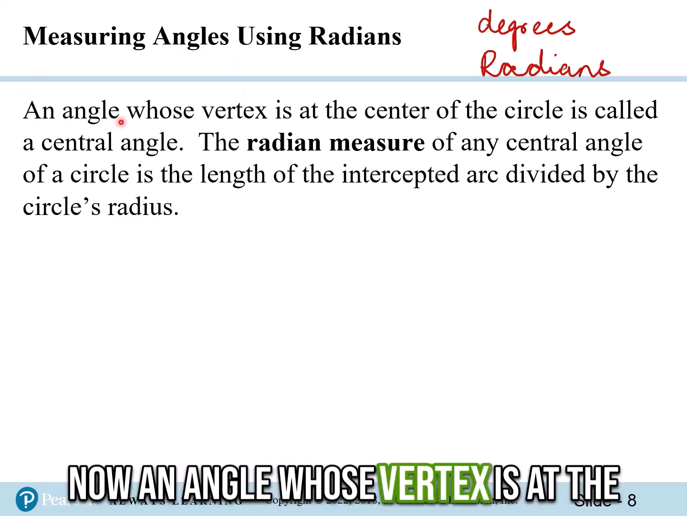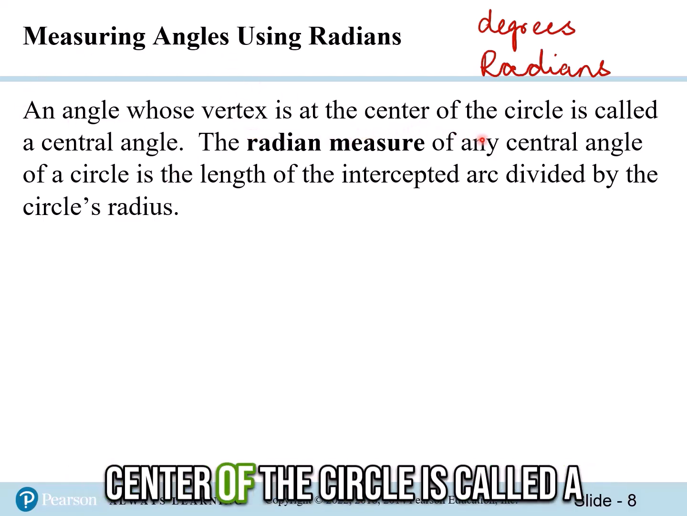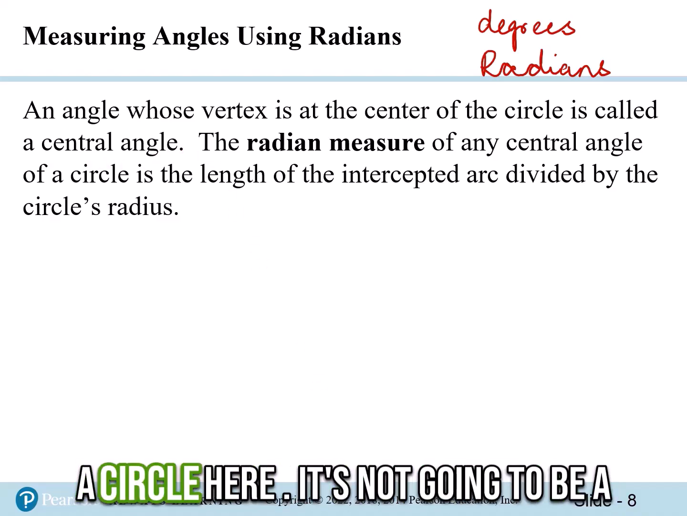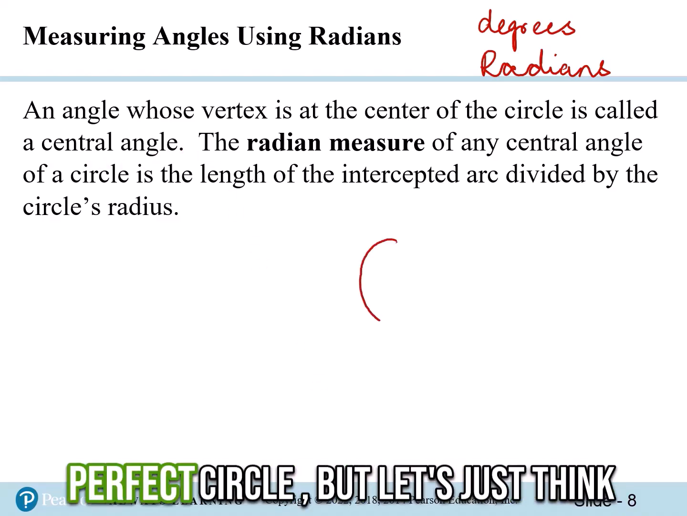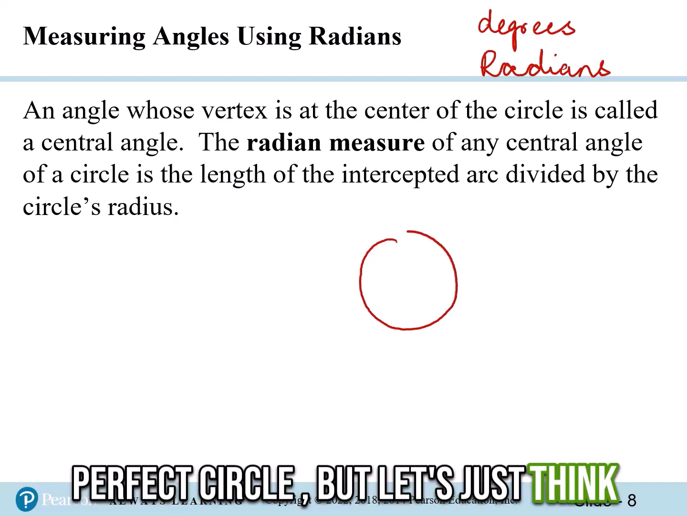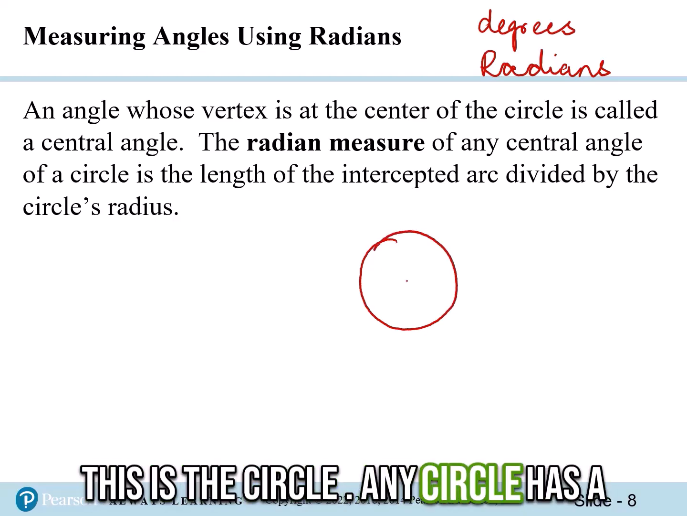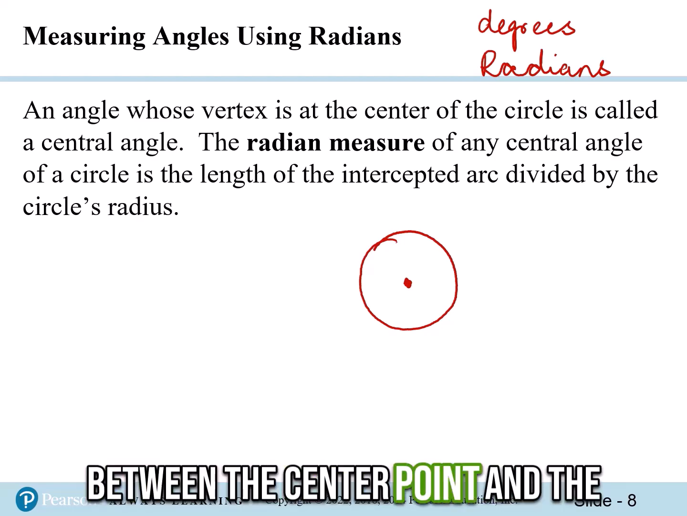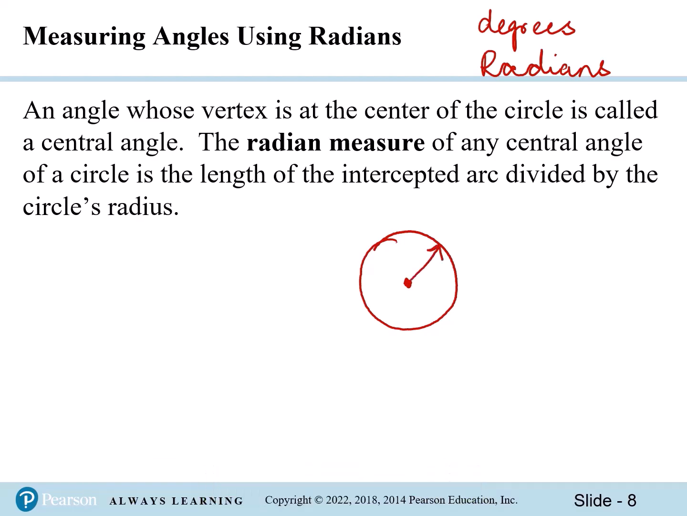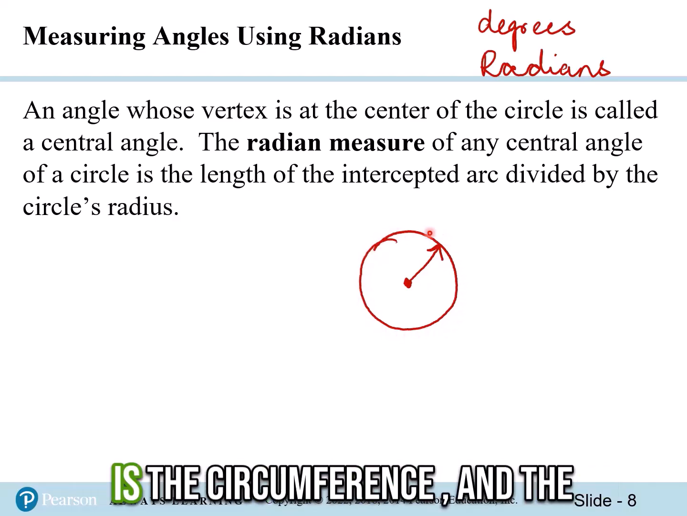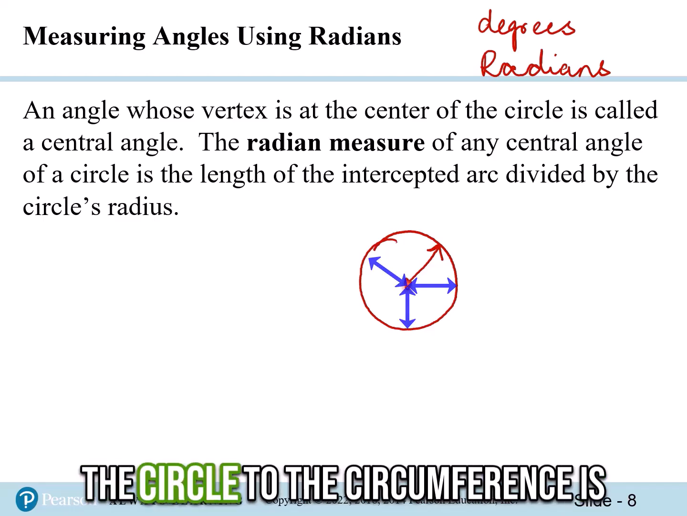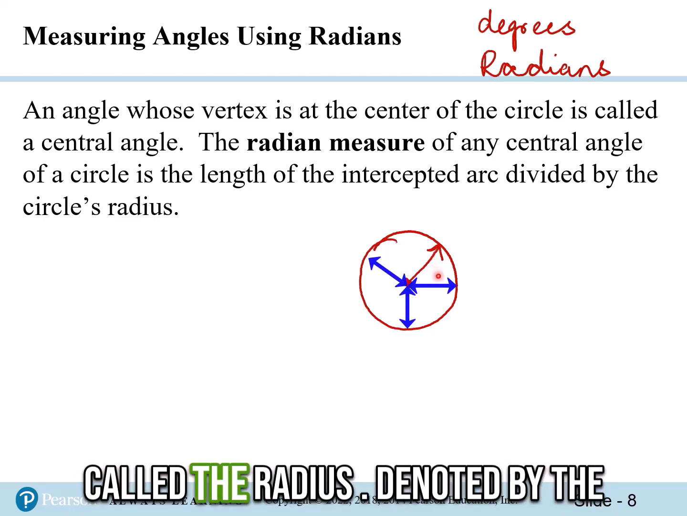Now, an angle whose vertex is at the center of the circle is called a central angle. So I'm going to draw a circle here. It's not going to be a perfect circle, but let's just think this is the circle. Any circle has a center point, and this boundary around is the circumference, and the distance from the center point of the circle to the circumference is called the radius, denoted by the letter R.